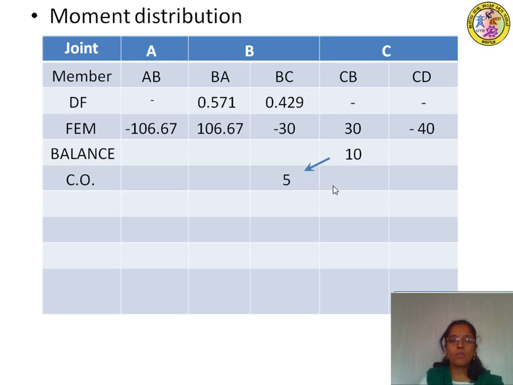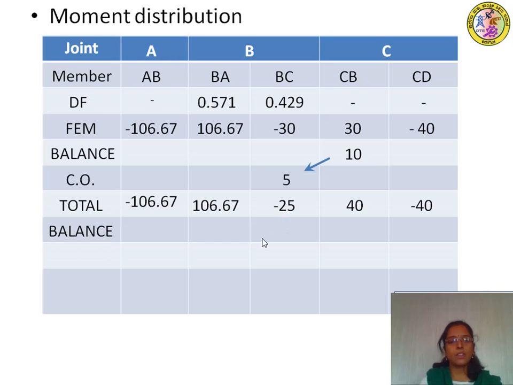So now we have carried over from CB to BC, and let us take a total at this level so that joint C is balanced. Now at A we have minus 106.67, at BA plus 106.67, at BC minus 30 plus 5, so it will be minus 25, at CB 30 plus 10 is 40, and at CD it is minus 40. So now joint C is balanced. The only thing left is joint B, so next is the balancing of joint B.